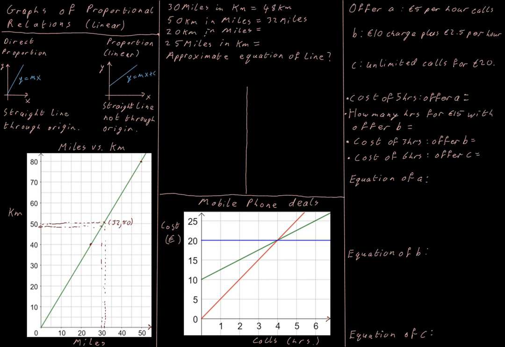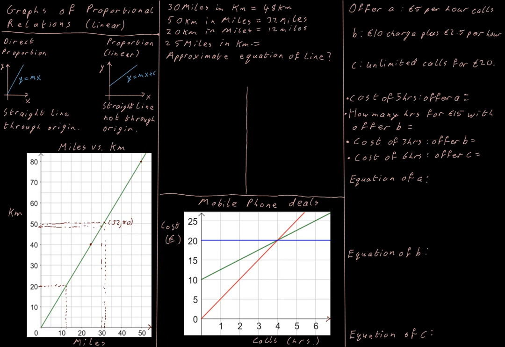So continuing, we want 20 kilometers in miles. So we do exactly the same thing again. We want 20 kilometers, so we start at kilometers. We want the coordinates essentially. So we go across and we go down. And we are at approximately 12 miles.